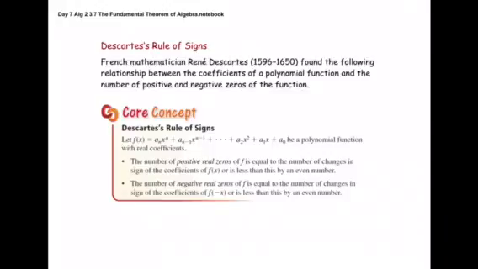Descartes' rule of signs. Descartes was a French mathematician who found a relationship between the coefficients of polynomial functions and the number of positive and negative roots. In order to determine the positive real zeros, if we leave x as it is, we're going to look at what the signs are in between each of those terms. The negative rule states that if we evaluate the function and plug in negative x, then we can look at how many sign changes we have to determine the negative roots.